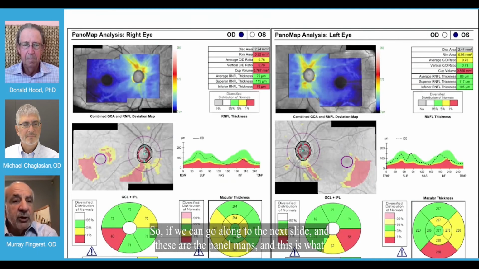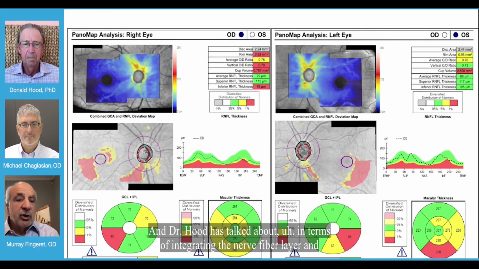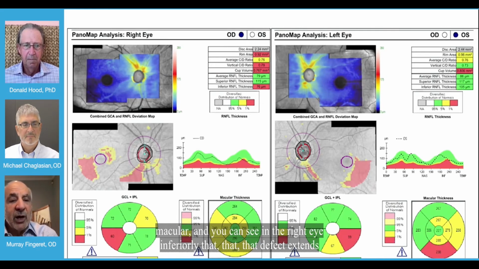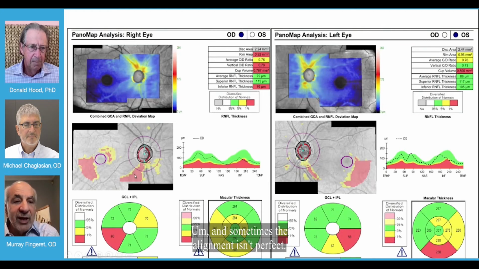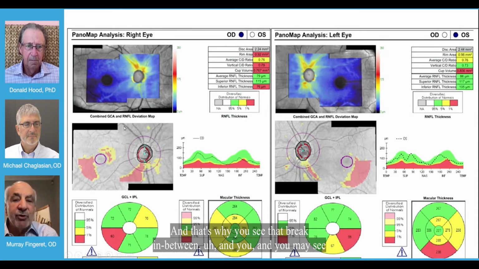So if we can go on to the next slide, these are the panel maps, and this is what we've talked about, and Dr. Hood has talked about, in terms of integrating the nerve fiber layer and macular. And you can see in the right eye, inferiorly, that defect extends right up to the posterior pole, the macular region, and that's common. And sometimes the alignment isn't perfect, and that's why you see that break in between.